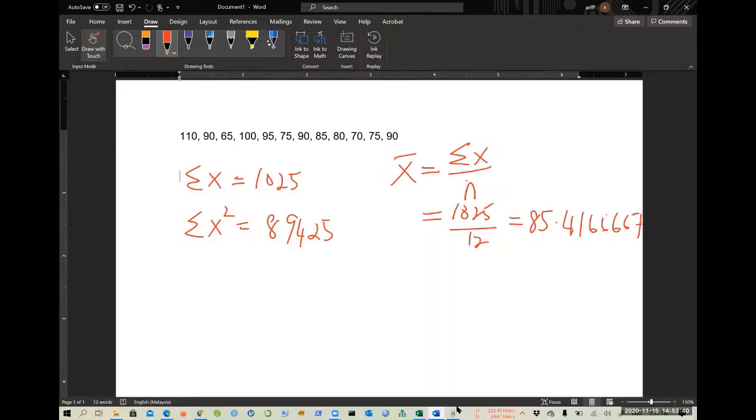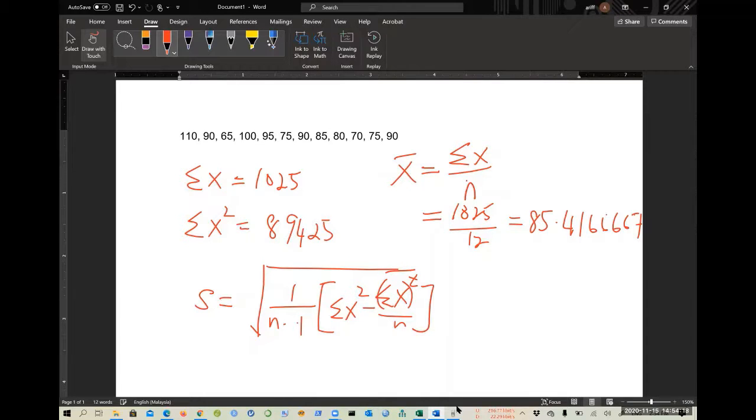And then you need the standard deviation, right? So standard deviation is given by, okay, you can find the variance first, or you can just find the standard deviation. So S is equal to, okay, what is the formula for S? So it will be the square root of 1 over n minus 1, summation of x squared minus summation of x, squared, divided by n, right?